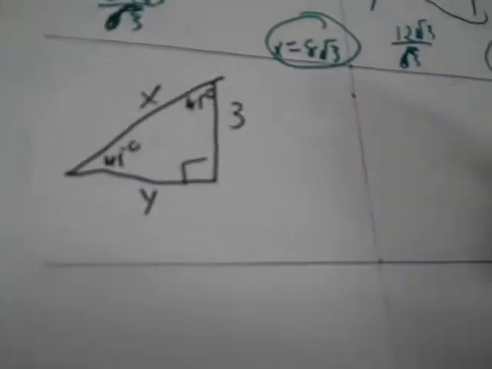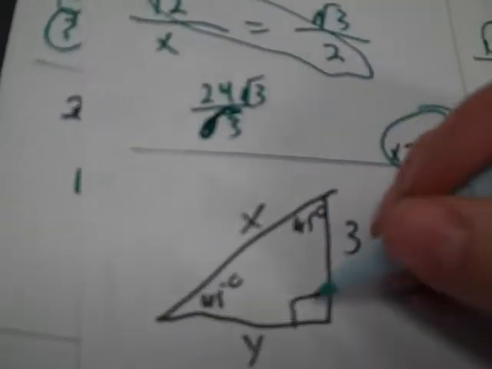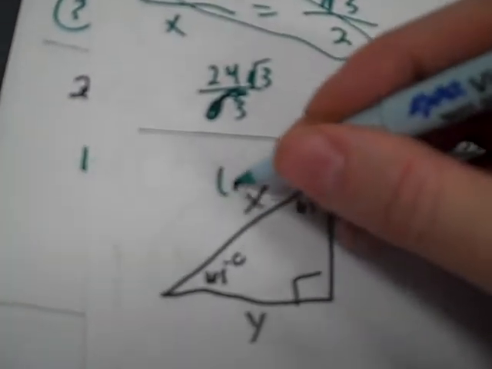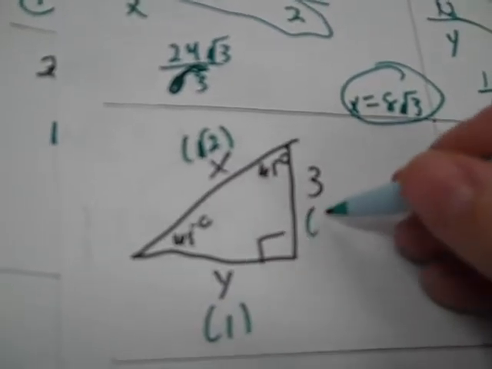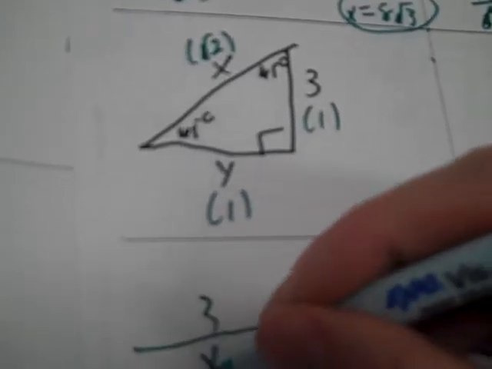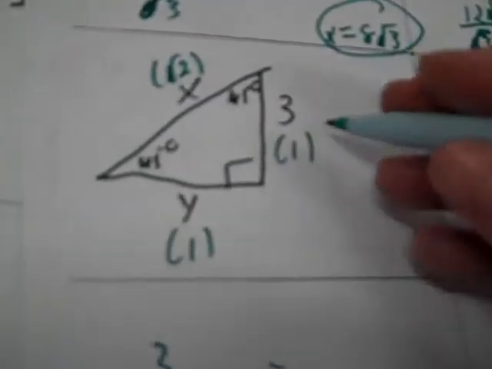Okay, likewise on this one. Okay, it's a 45, 45, 90, and those always are proportional. So the hypotenuse is proportional to the square root of 2, and then y and 3 are each proportional to 1. Okay, so I have 3 over x and 3 over y. So 3 is proportional to 1, x is proportional to square root 2, and then again, 3 is proportional to 1, y is proportional to 1.